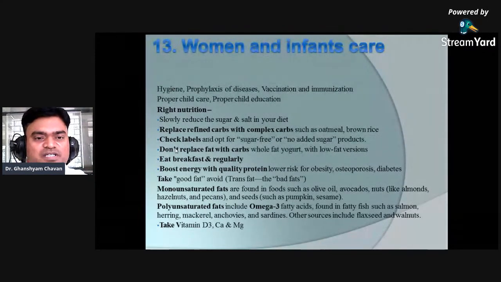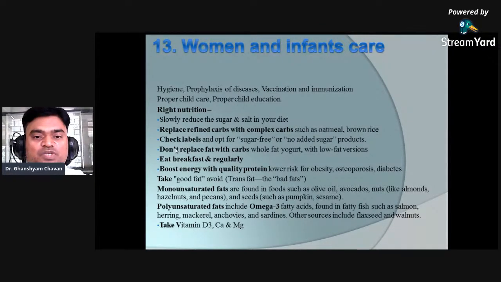Next point is eat breakfast regularly. That is very important, because a number of times we are skipping breakfast. We are in a hurry, we don't have time to take breakfast, so we cannot do that. We should take it, especially in case of pregnancy, she must take breakfast early in the morning at 8 o'clock or 9 o'clock before starting her day. So that is very important, and regularly she must take that.